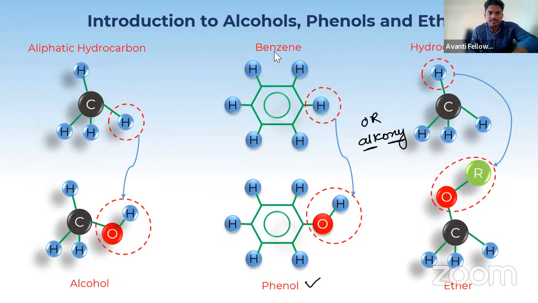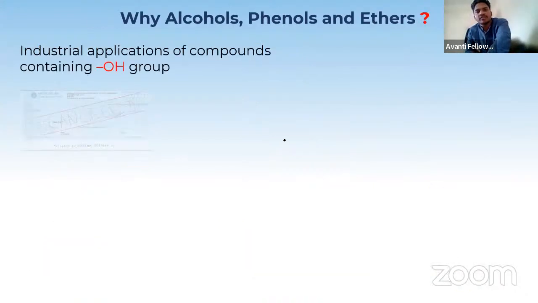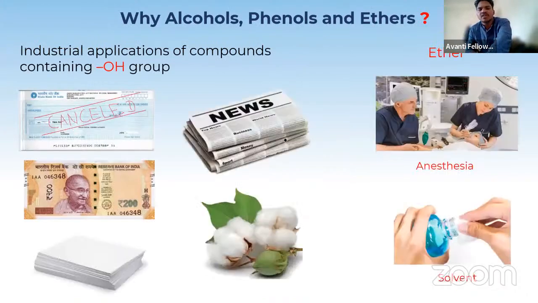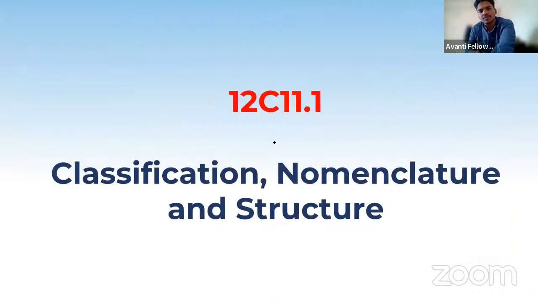Clear? So now, basically what is happening here? We are replacing hydrogens with the OH group. Now, why do we need to study alcohols, phenols, ethers? Because there is a wide variety of applications: operations in anesthesia, the newspapers and paper we read, the currency notes, all involve alcohol groups. These are highly important applications.